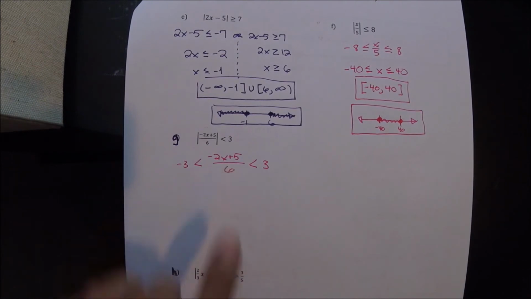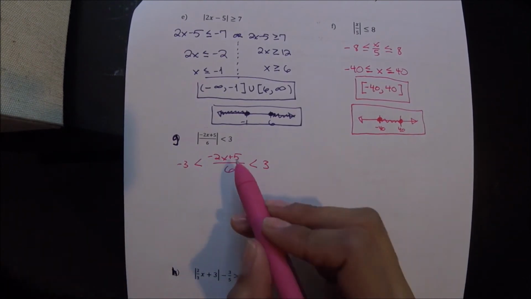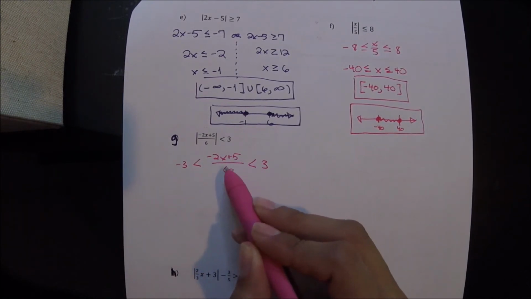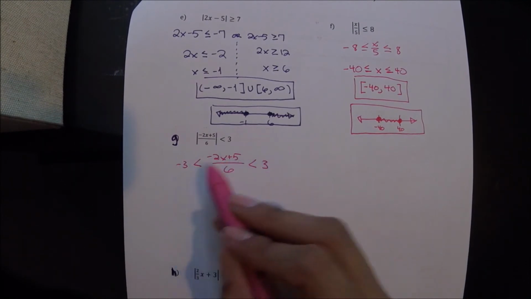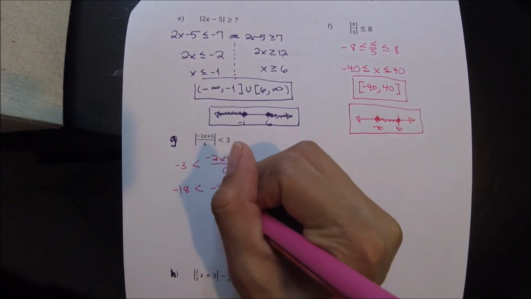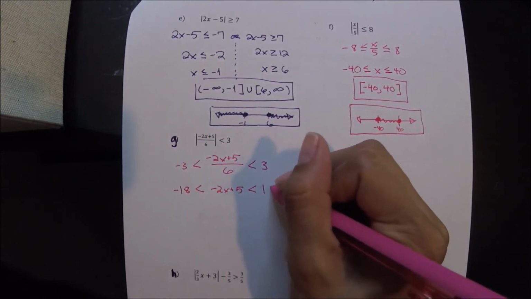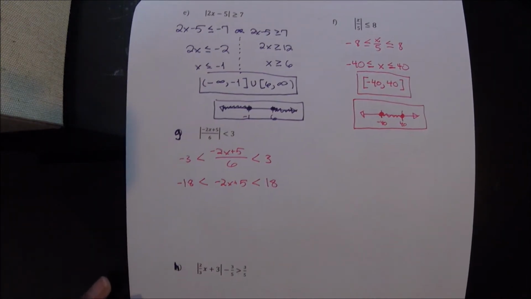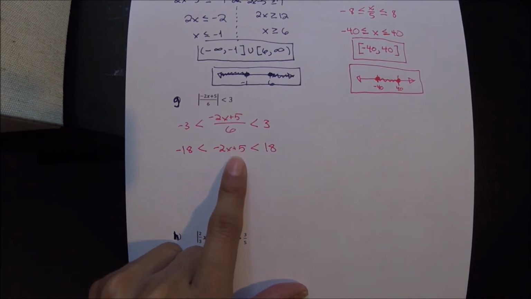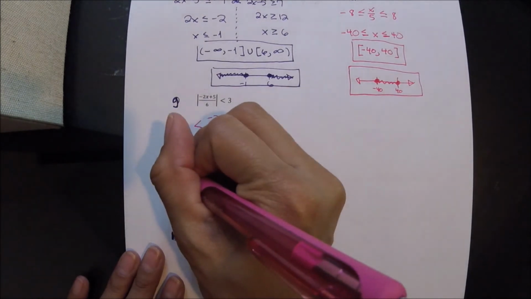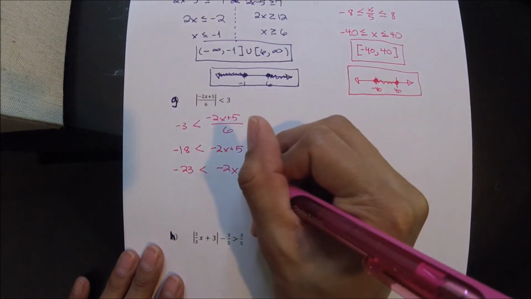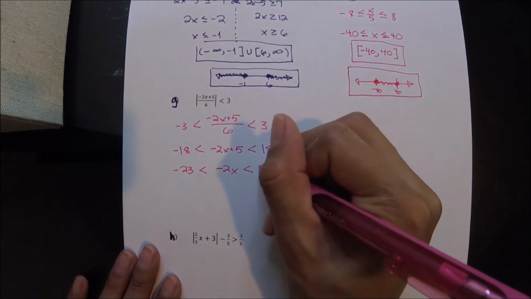And now the rest is getting that x by itself. So right now we have negative 2x plus 5 over 6. So to get rid of this over 6, let's multiply all three of these parts by 6. If we do that, we get negative 18 less than, inside here we'll just be left with the numerator, less than positive 18. Now what do we want to get rid of? We have a plus 5, let's get rid of that. We can subtract 5, so we get negative 23 here, negative 2x by itself now, less than 18 minus 5 is 13.